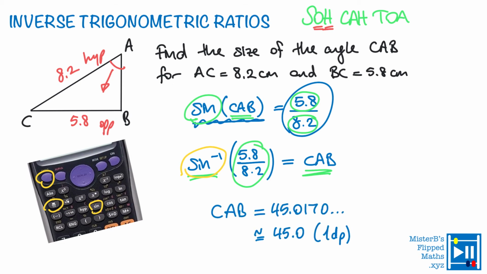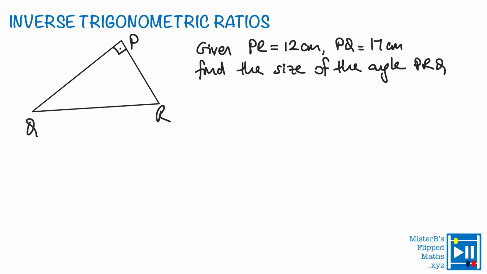Another example. So here PR is given to be 12 and PQ is given to be 17. We are asked to find the size of the angle PRQ. Now, remember that it's always the letter in the middle which is the actual angle. So we are asked to find the size of this angle. Now, the same idea applies. I have to find the names of the sides. So according to this angle R, that's going to be opposite, and it makes this one adjacent. Obviously, across the 90-degree angle is hypotenuse.